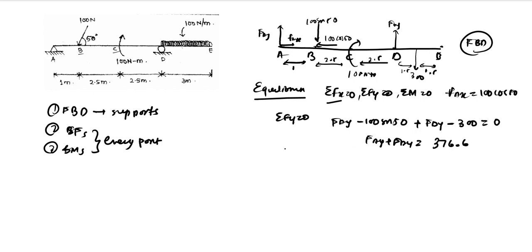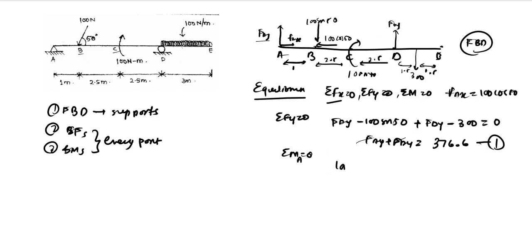And the third condition will be nothing but summation of moment at any point is 0. But in our case, we'll apply it at A. Because as you can see in the equation, we have two variables, FAY and FDY, and only one equation, that FAY plus FDY is 376.6. That is called equation number 1. So we cannot solve this equation. We need another equation to solve this, which will come from the moment condition, and we will apply the moment condition at A, because then the FAY force will disappear and we only have FDY in our equation.